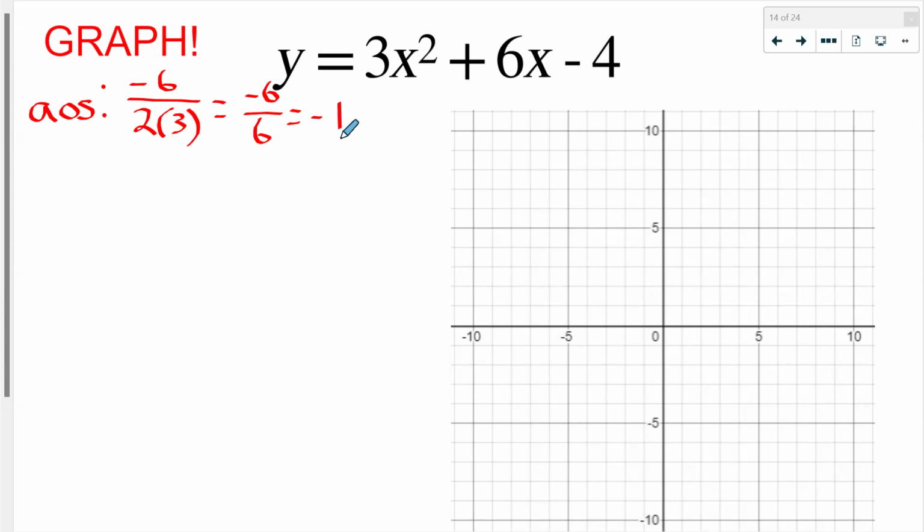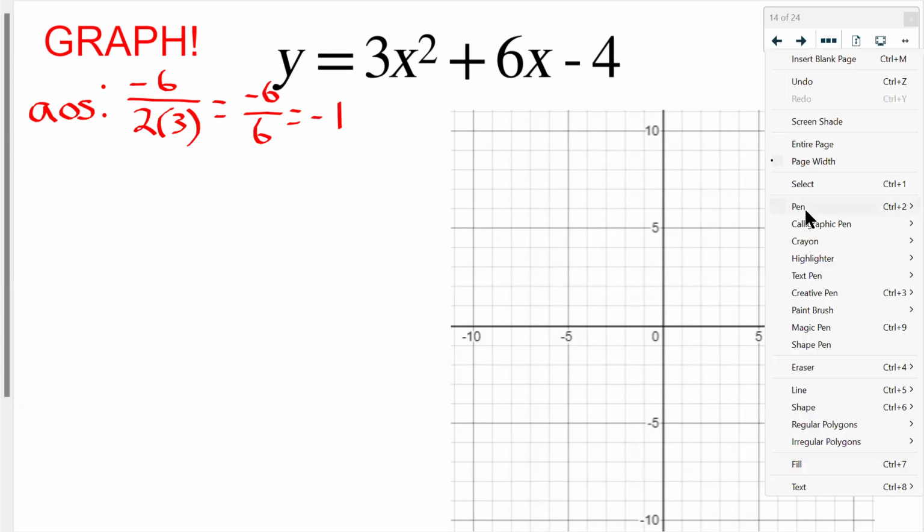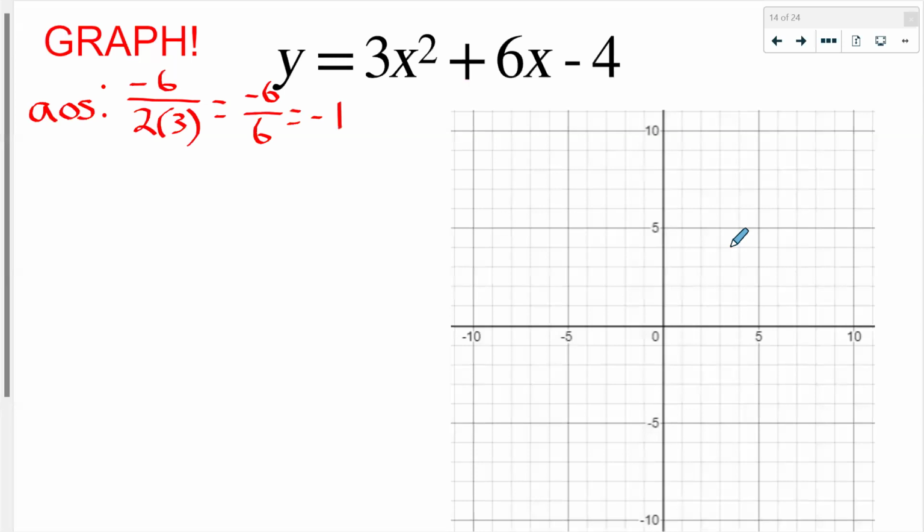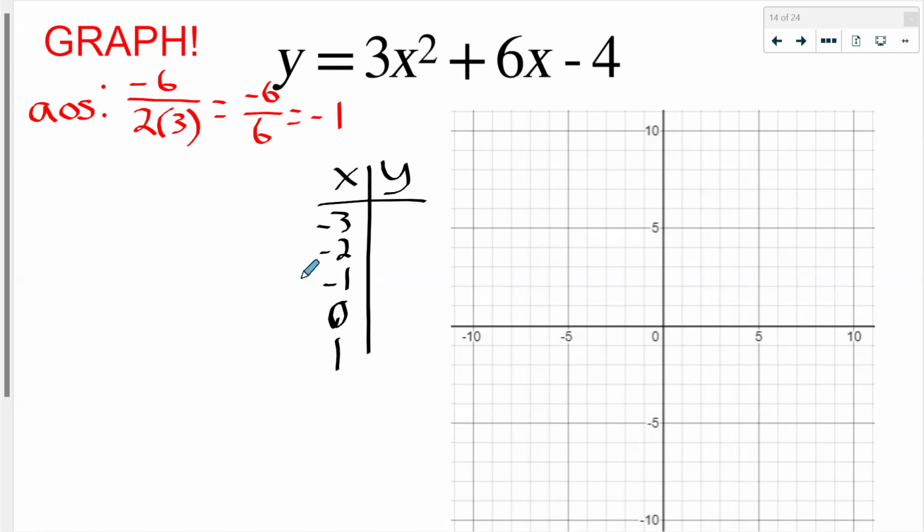So now that we found our axis of symmetry, we're going to be able to create an XY chart, right? That's the first thing we're going to do. What we do is we take that axis of symmetry value, it's an X value, and we put it in the middle right there. And then we do 2 numbers smaller than it, so negative 2, negative 3. And then we do 2 numbers bigger than it, 0 and 1. So this right here again is our AOS. We put that in the middle.